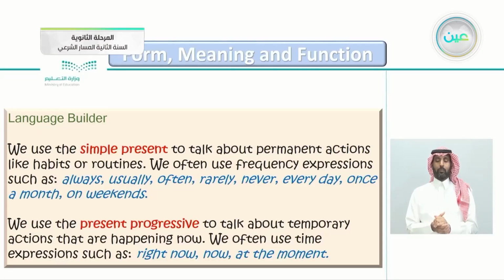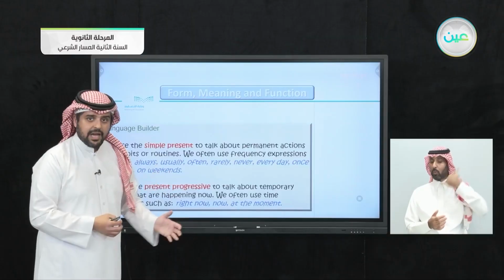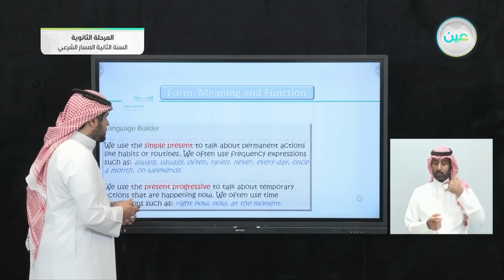Here's a language builder for you. We use the simple present to talk about permanent actions like habits or routines. We often use frequency expressions such as always, usually, often, rarely, never, every day, once a month, on weekends. We also use the present progressive to talk about temporary actions that are happening now. We often use time expressions like right now, now, at the moment. When you say, for example, I'm talking on the phone right now, this is a time expression with the progressive.